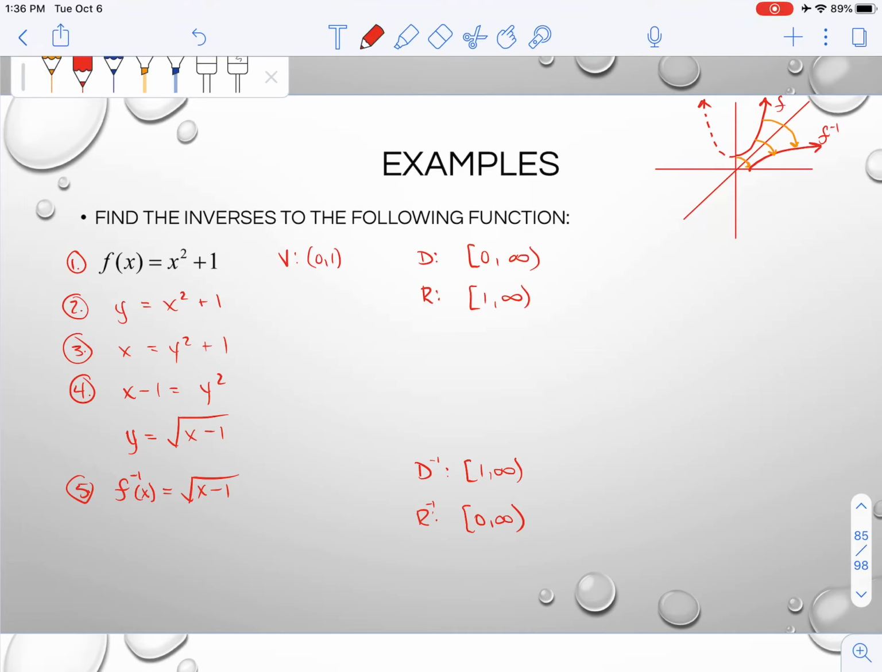Okay? If you take a look, you'll see the domain of my original function is the range of my inverse. The range of my original function is the domain of my inverse, as they should have been.